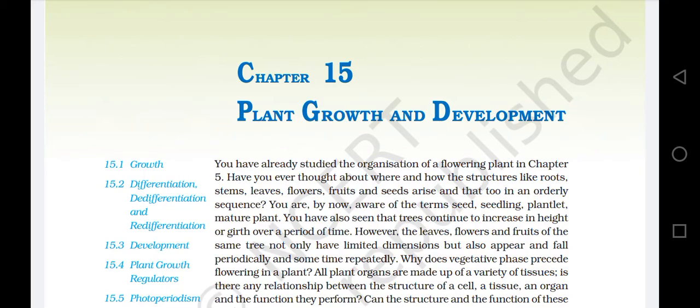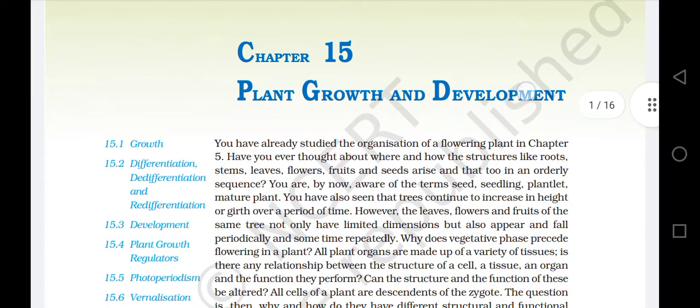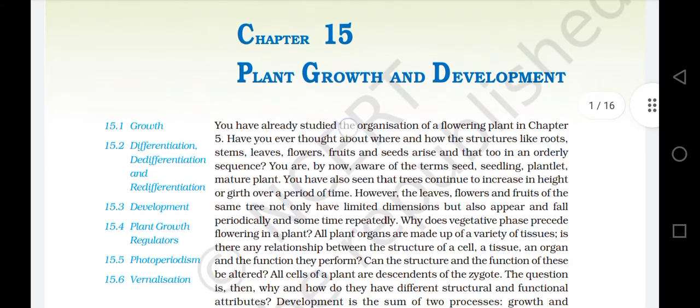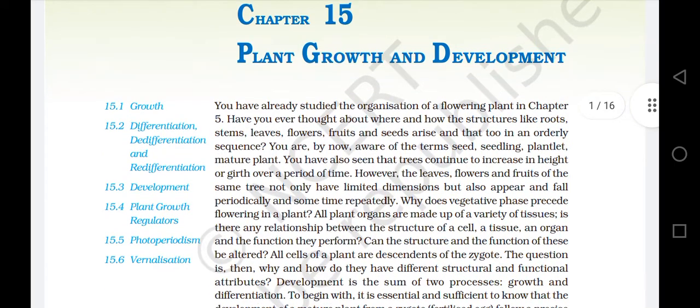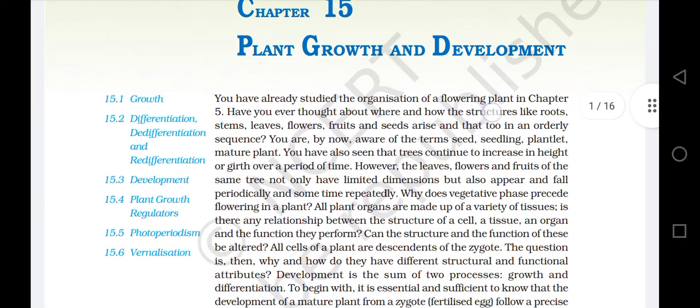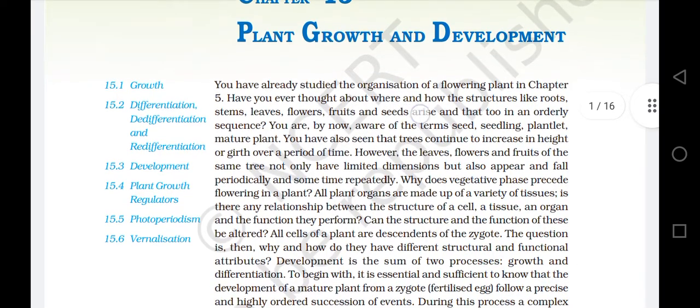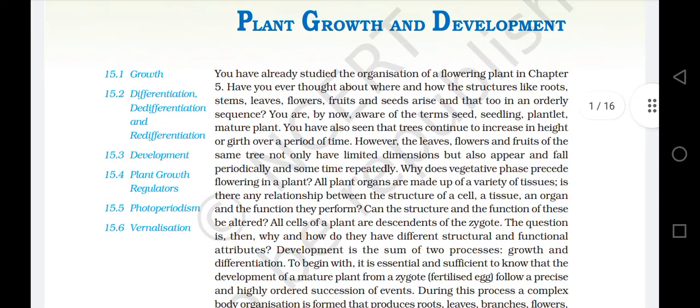NCERT Biology Class 11 Chapter 15 Plant Growth and Development. You have already studied the organization of flowering plants in Chapter 5. Have you ever thought about where and how the structures like roots, stem, leaves, flowers, fruits and seeds arise, and that too in an orderly sequence?